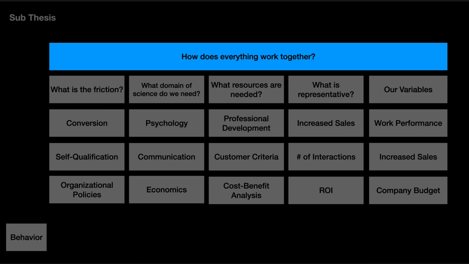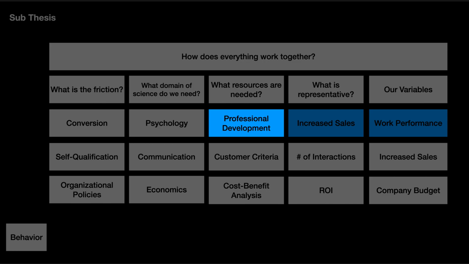This is the end of our journey. Let's review how everything works together and drill in everything we have gone over. Now, we decided that our variable was work performance. We also decided that we wanted to increase work performance. Because we are targeting work performance, we would want to track how well we are doing by the amount of sales.